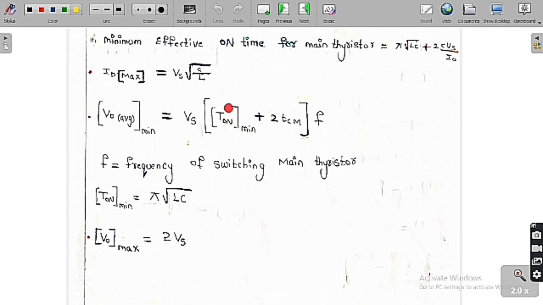Here f is called the frequency of switching the main thyristor, and T on minimum is nothing but the time for operation of mode 1, which is pi into under root over LC. And the maximum output voltage is 2 into Vs. So these are some of the important concepts of this lecture 2 in a very detailed manner. We have discussed rectifiers in detail.